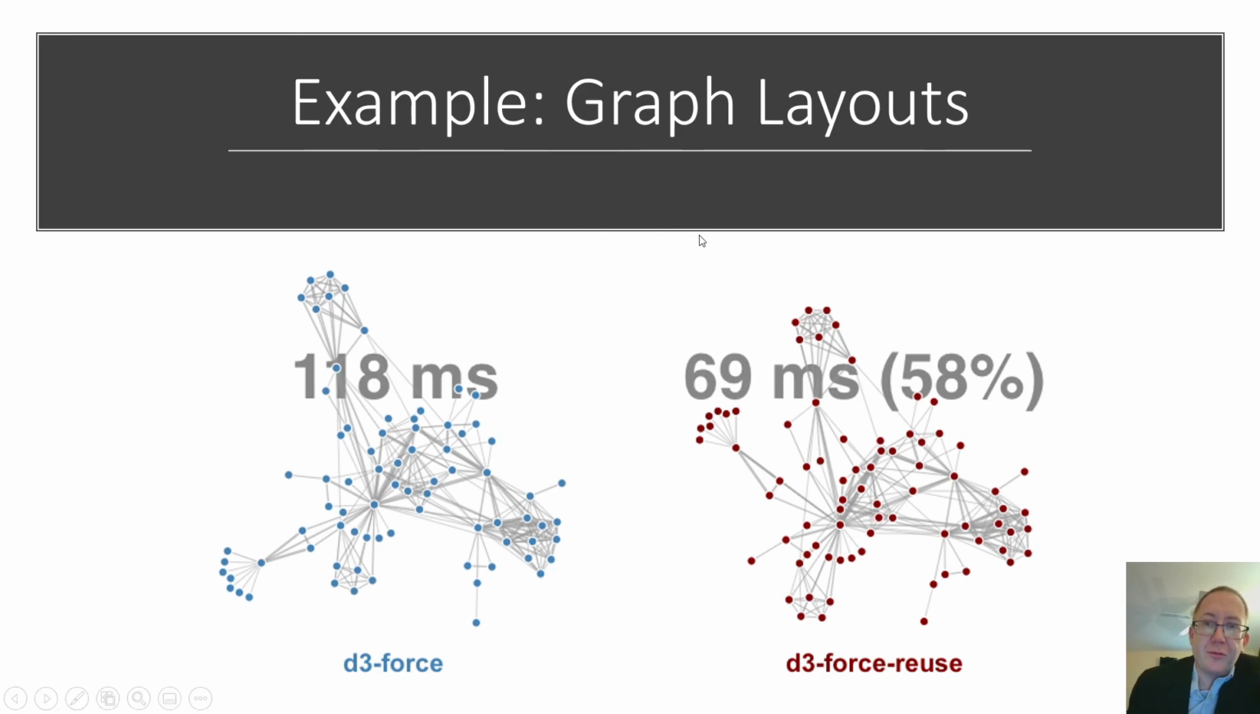There's a great graph layout algorithm comparison where they just run the same graph through different layout algorithms and measure how long each takes. So the D3 force reuse graph layout algorithm takes 69 milliseconds, 58% of the time, versus 118 milliseconds for the D3 force algorithm, right? You can just measure it with clock speed.